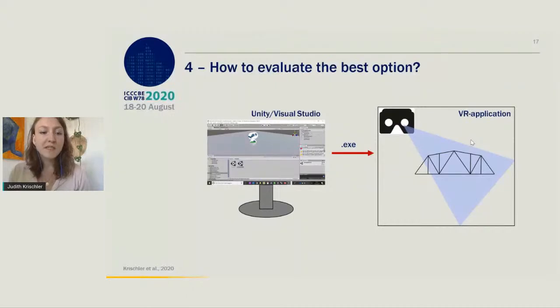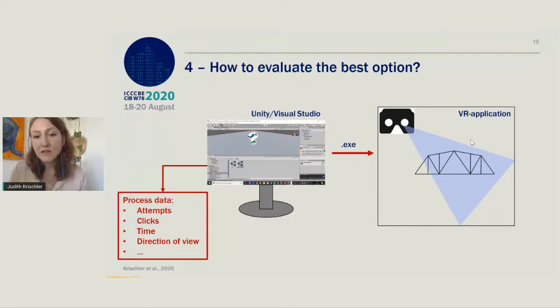For the prototypes, we developed them in Unity and Visual Studio and deployed them to VR glasses. So from this application we can derive process data in order to support us in the evaluation process. These process data could be like false attempts, how many times that person failed the task that was given, how much time that person needed, where the attention was guided, and so on.